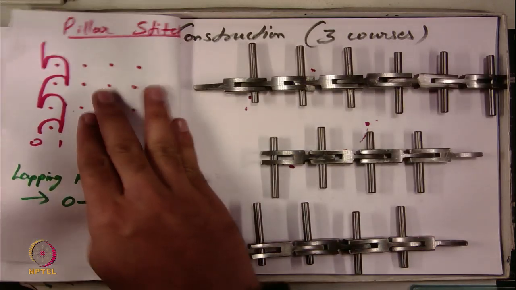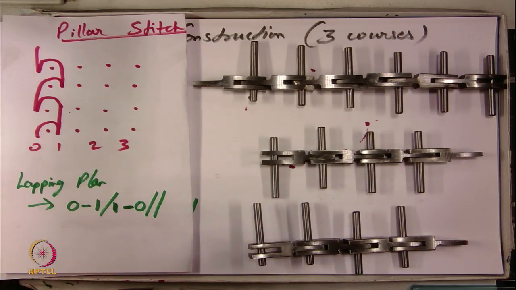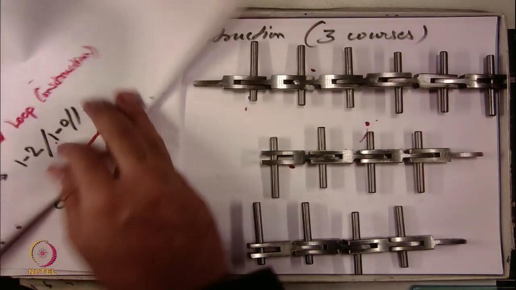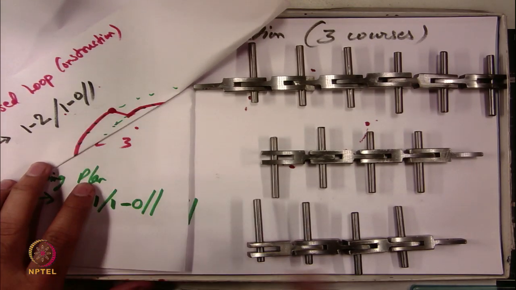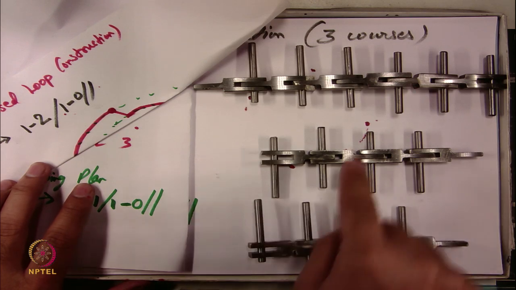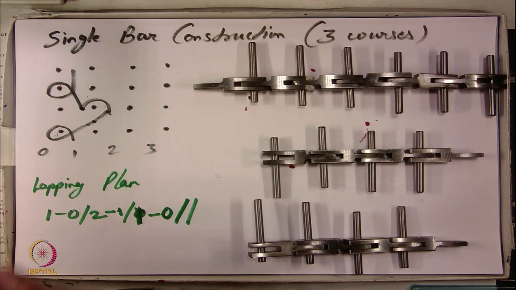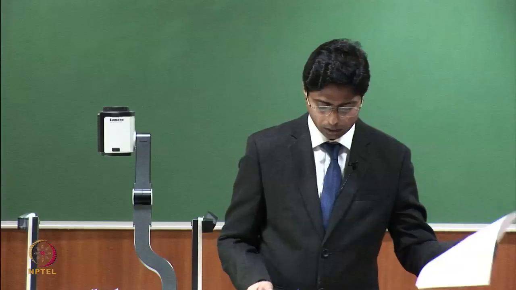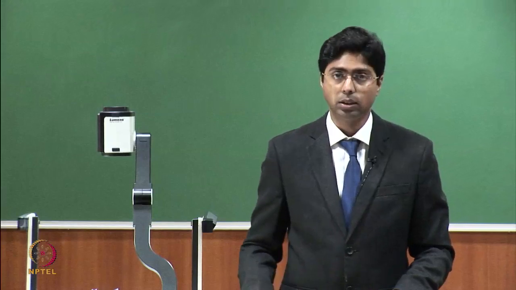What is more important is just the sequence of the lapping plan, and according to that you can simply achieve whatever structure you want. So, this is for tricot, this is for pillar, and this is for Atlas. So, this is the sequence we follow in real practice. Now, let us move to the double bar construction.